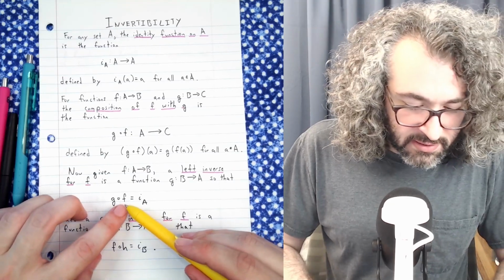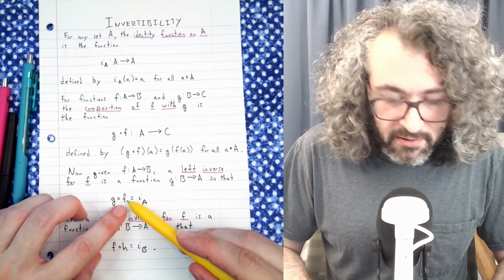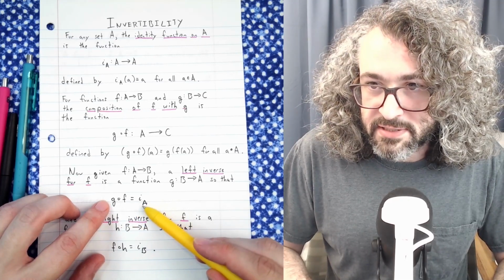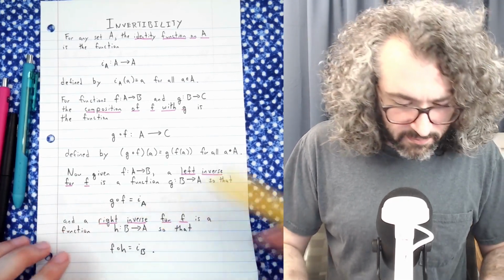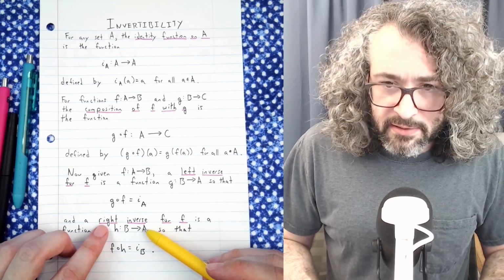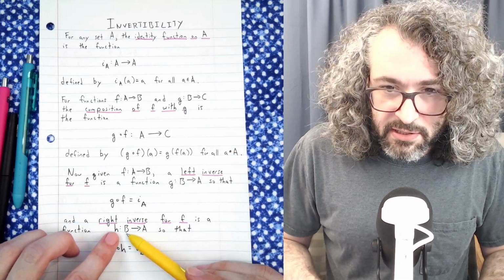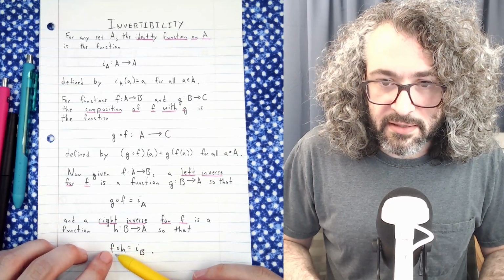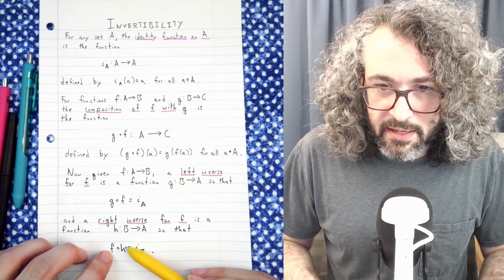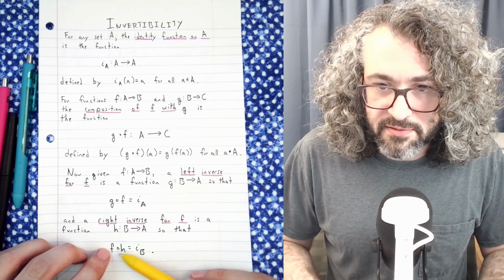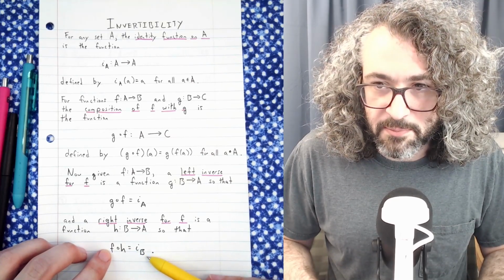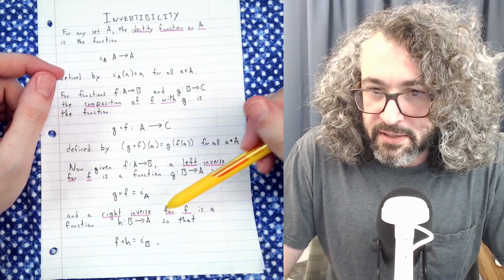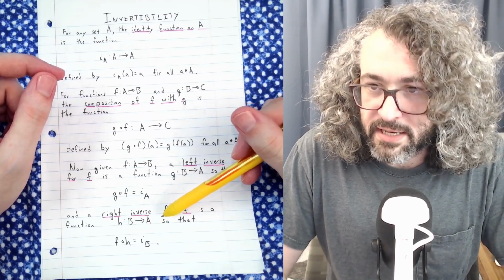So you want to think about this as whatever f is doing, the left inverse is undoing. And so the net result is just nothing happens. And then a right inverse for f is a function h that goes from B to A, so that if you look at this composition, now h is on the right and f is on the left, you get the identity function on B. So the original function f is undoing what the right inverse h is doing.